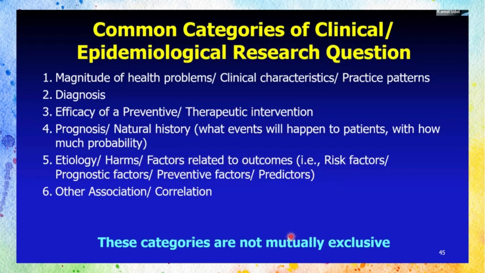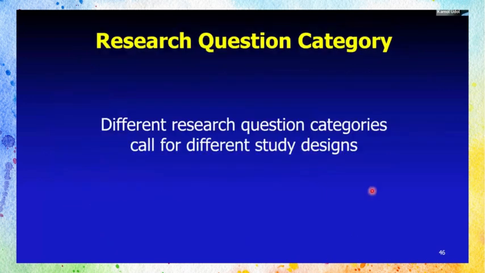Why do we have to categorize research questions into complicated groups? I will show you later that it is useful because if you know the category of your research question, it will help you determine your research design. The study design that you will use will depend on the category of your research question. Different research question categories call for different study designs.